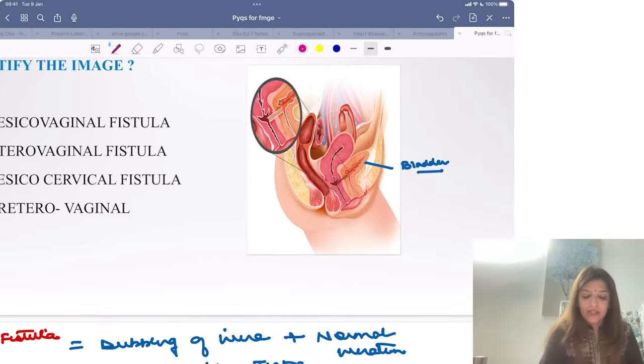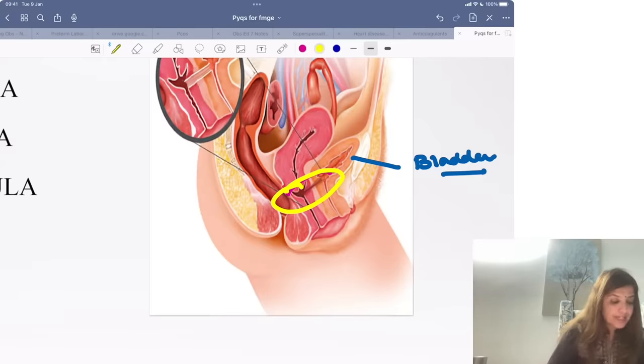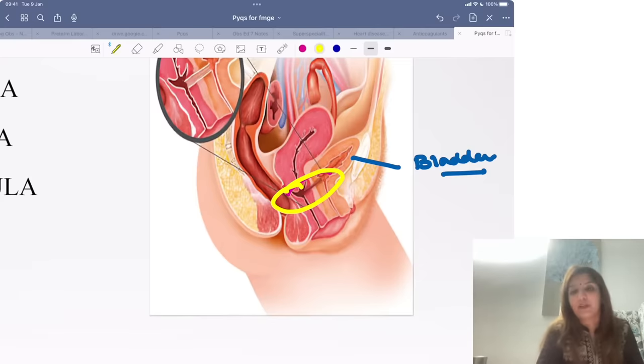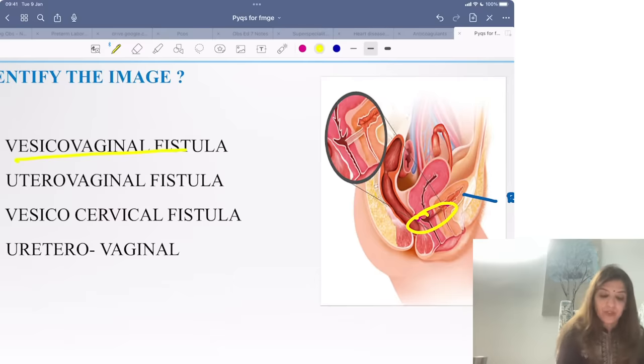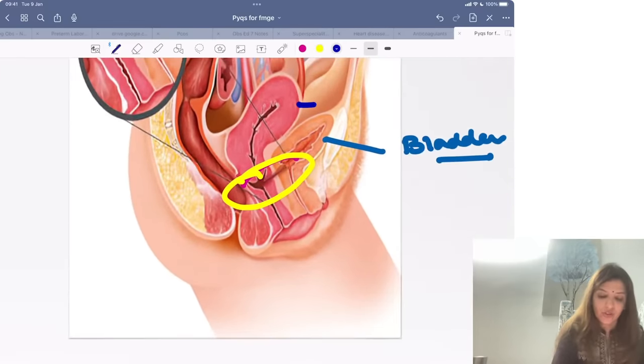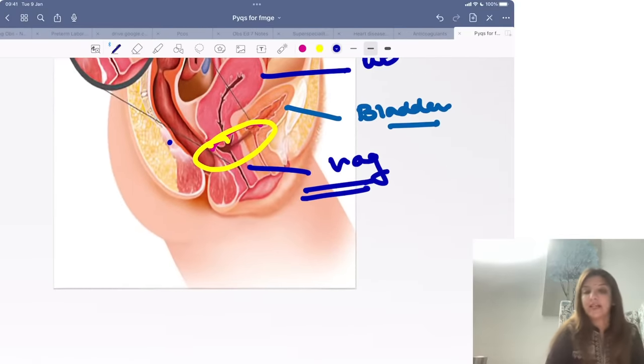Identify the image. Now, in this image, what you are seeing is that there is a connection which is present between the bladder and vagina. Now, because a connection is present, yes, if a patient is more than age 65, you have to give a pessary. So, whether she is 80 or whether it is more than 65, you have to give a pessary. Now, over here, you are seeing a connection between the bladder and vagina, and that is what is vesicovaginal fistula. So this over here is bladder, this is uterus, this is vagina, right? And this over here is a vesicovaginal fistula.